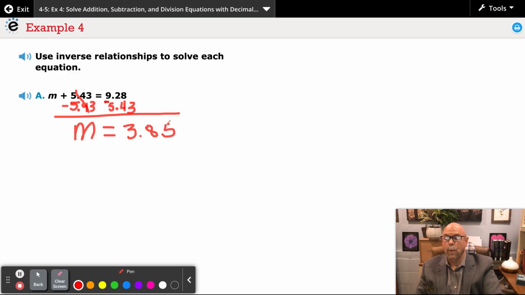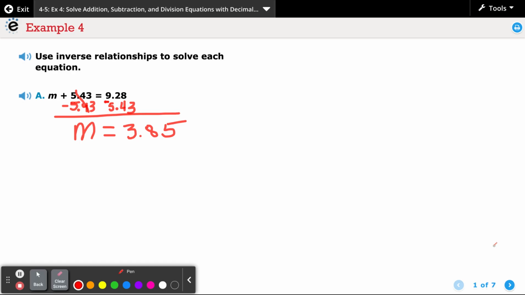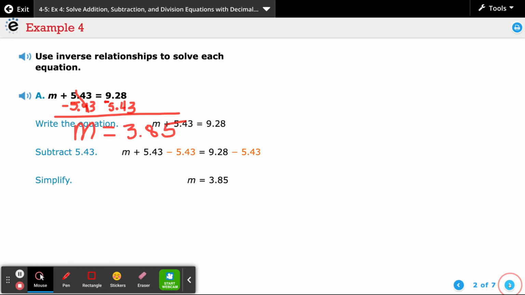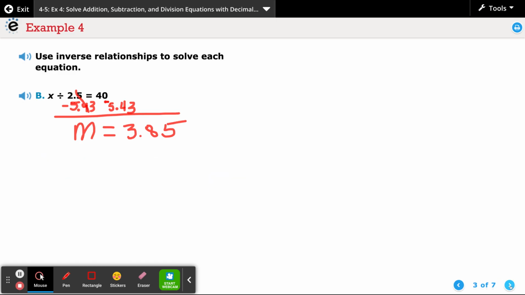So that's the way we want you to do it. That's how it should look. You'll see in the next slide probably the way the book does it, but notice what you should be looking for is the 3.85. All right. Next one.